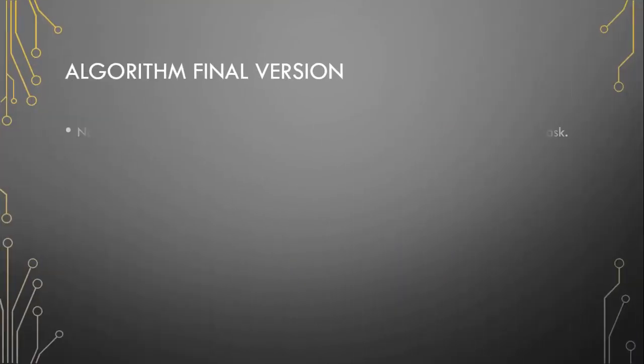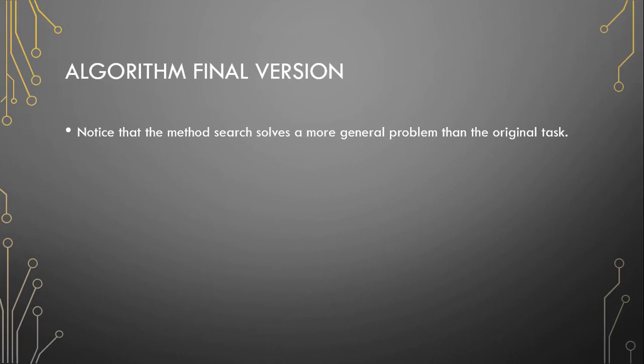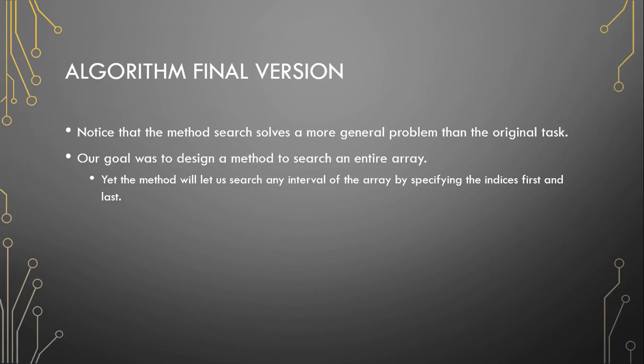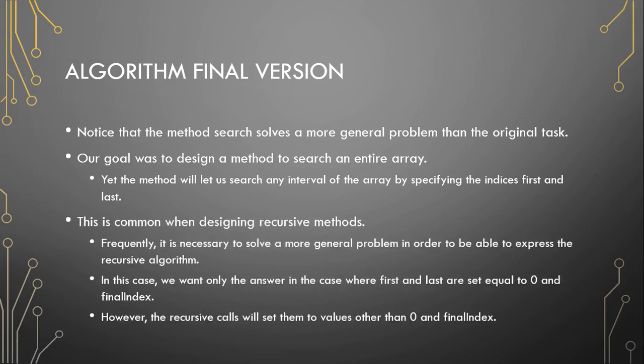So before I look at the demo, let's just take a look at the final version. You'll notice that the method search involves a more general problem than the original task. Our goal is to design a method to search an entire array, yet the method will let us search any interval of the array by specifying the indices first and last. Now, this is something that may commonly occur when designing recursive methods. Frequently, it's necessary to solve a more general problem in order to be able to express the recursive algorithm. In this case, we only want the answer where first and last are set equal to 0 and final index. However, the recursive calls will set them to values other than 0 and final index.